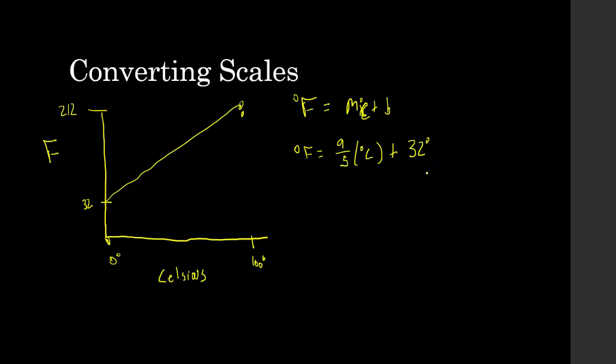Now, if we wanted to do that the other way, Fahrenheit to Celsius, then we just solve this for Celsius. So we're going to take our degrees Fahrenheit minus 32, and then take that whole quantity times 5/9, and that gets us degrees Celsius. So we can convert from Fahrenheit to Celsius because we understand how the scales were derived, not because we're memorizing some kind of formula.